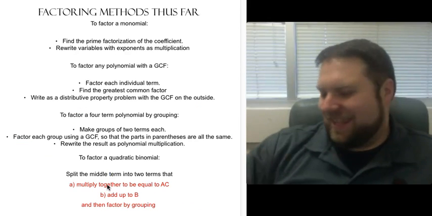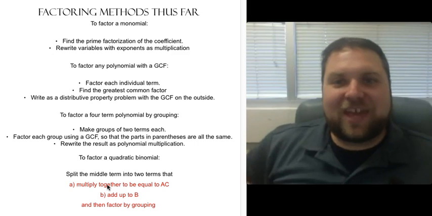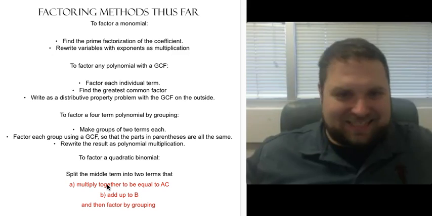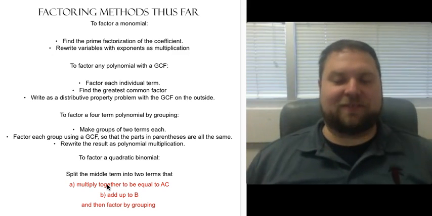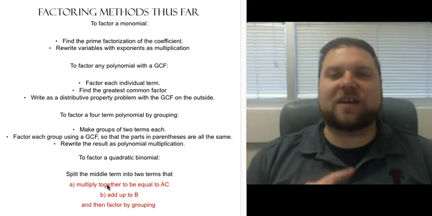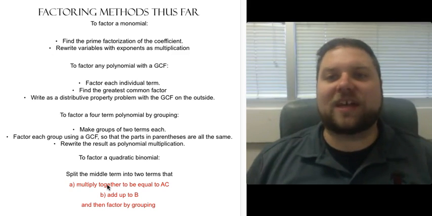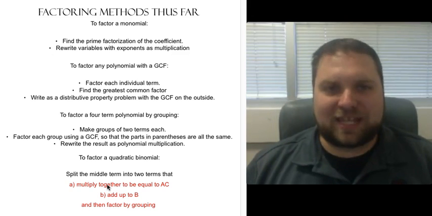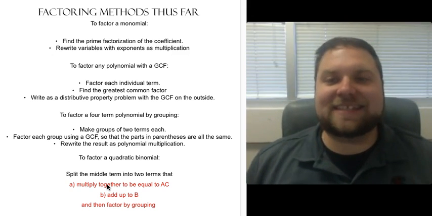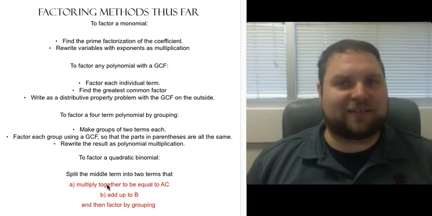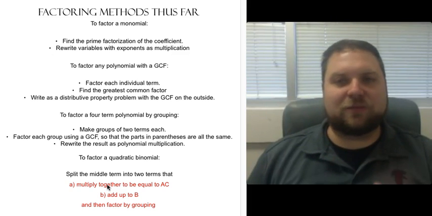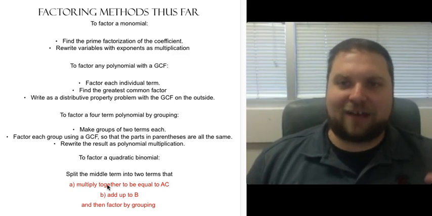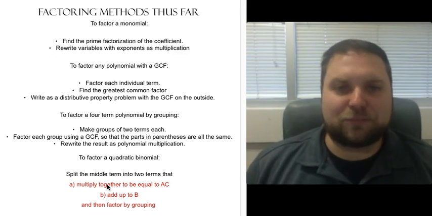And there you have it. That is everything we're going to do with factoring. You made it. I know that is super exciting. So here we go. This is to summarize everything with factoring. If you've got a monomial, find the prime factorization of the coefficient, rewrite the variables with exponents as multiplication. You can factor any size polynomial by finding a greatest common factor. Factor each individual term, find what they all have in common, and you pull that piece called the greatest common factor out as the front part of a distributive property problem.